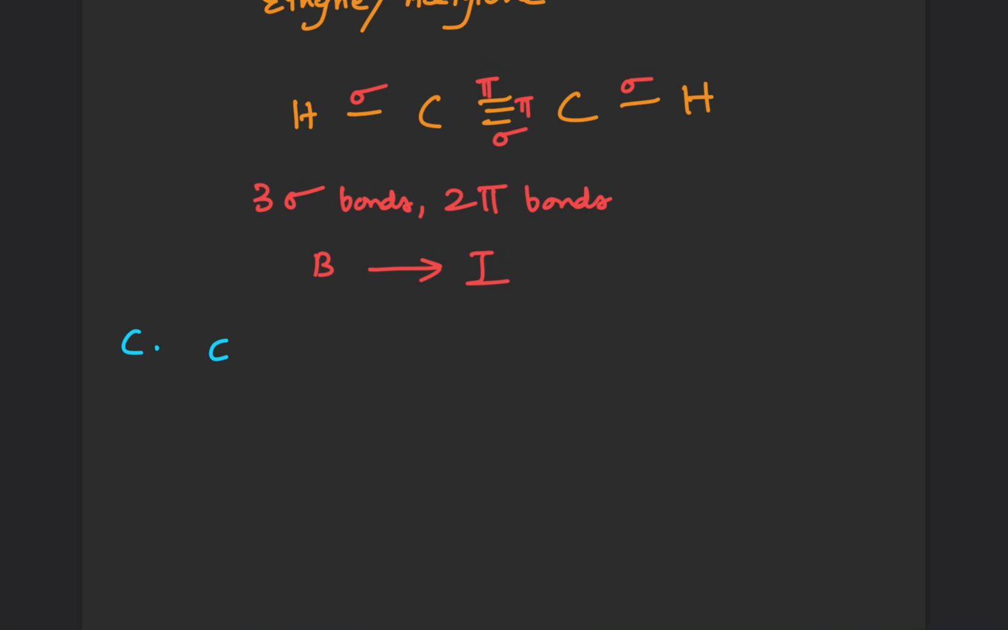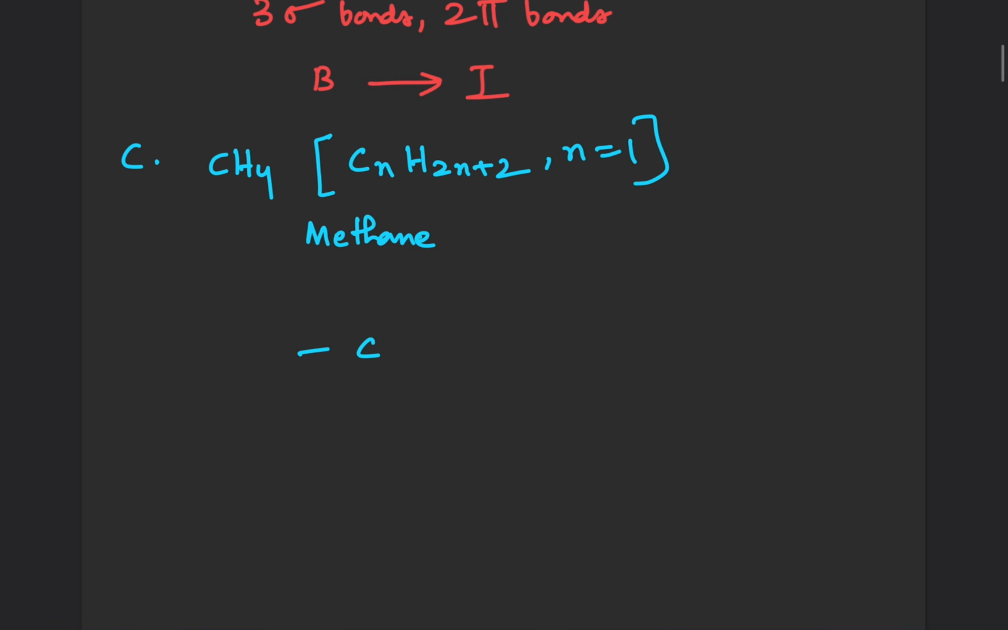In C, we have CH4, which is an alkane. It follows the general formula CnH2n+2, where n is equal to 1, and it is methane. So therefore its structure will be C with H, H, H and H, right? And all of these are sigma bonds. So therefore you can see methane has 1, 2, 3, 4 sigma bonds. Okay, so therefore C is matched to 3.